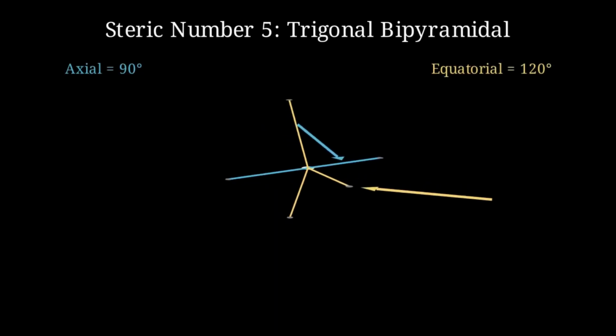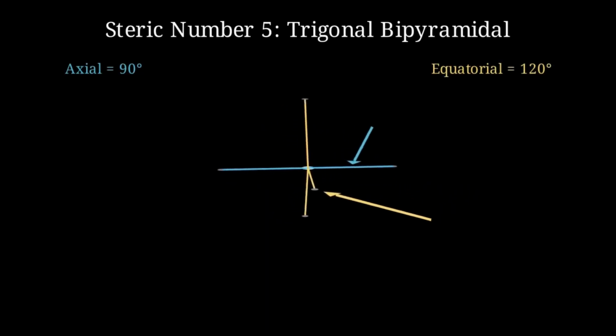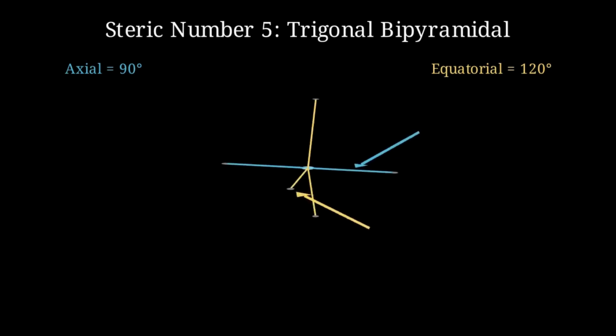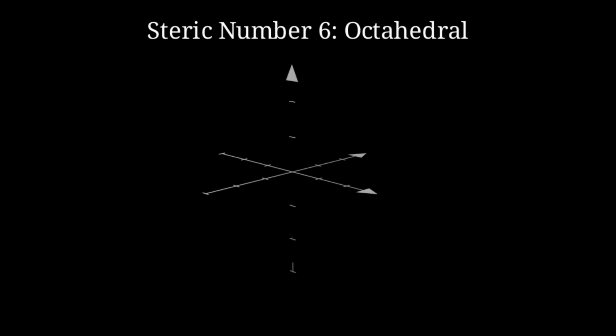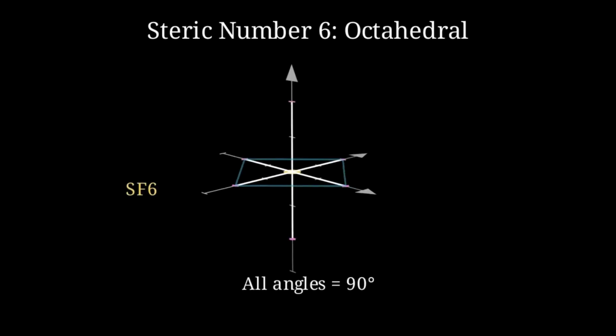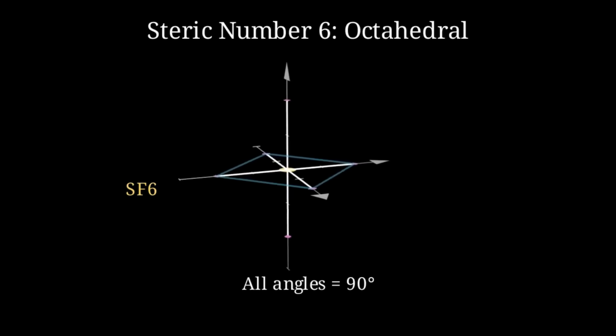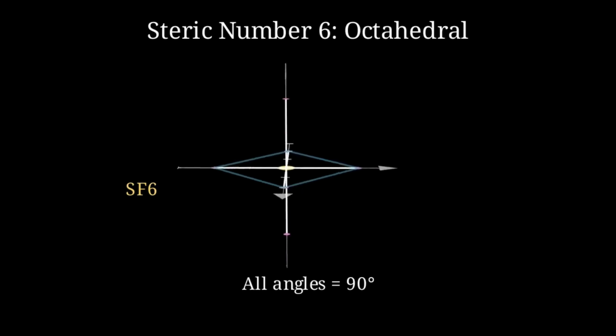This is unique because it has 2 distinct bond angles, 90 degrees between axial atoms and 120 degrees between equatorial atoms. Finally, a steric number of 6 results in an octahedral geometry. All 6 positions are equivalent, and every bond angle is exactly 90 degrees, forming a highly symmetrical structure.